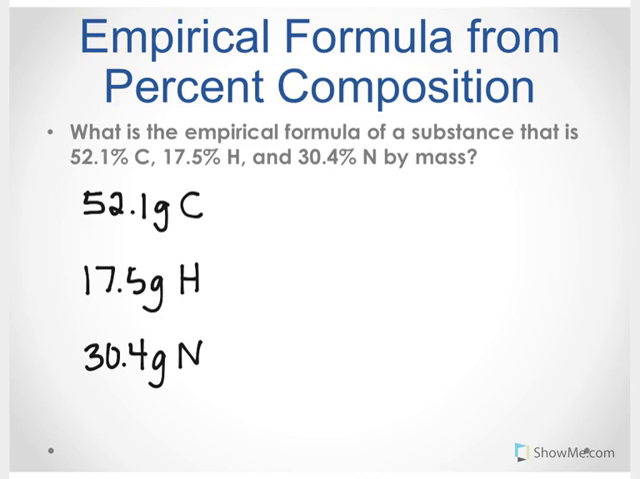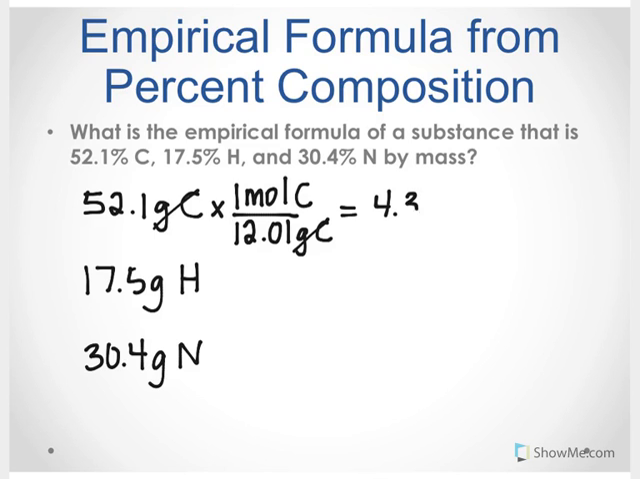Now again, a gram to gram comparison doesn't give us a very good ratio, so what we need to do is convert each of these values to moles. So I look up at my periodic table, 1 mole of carbon, and you will find that its mass is 12.01 grams. Okay, so we're going to just divide that, and you will get an answer of 4.34 moles of carbon.